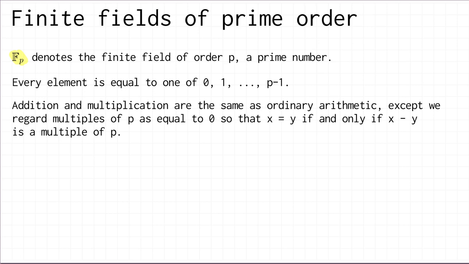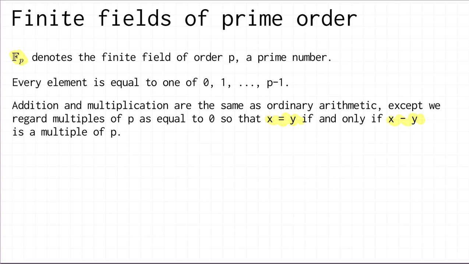And addition and multiplication are exactly the same as the addition and multiplication on ordinary integers, with this change that two integers are going to be regarded as equal if and only if they differ by a multiple of p. Another way of putting that is to say that x is equal to y if and only if x minus y, the difference, is a multiple of this number p.